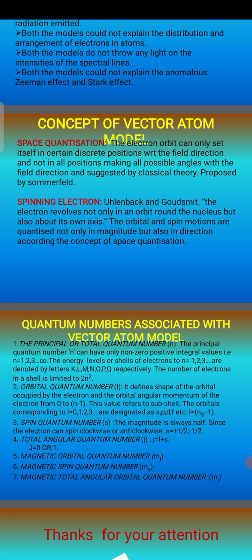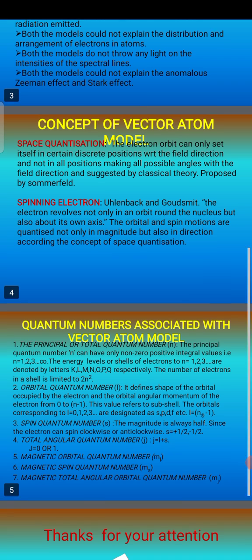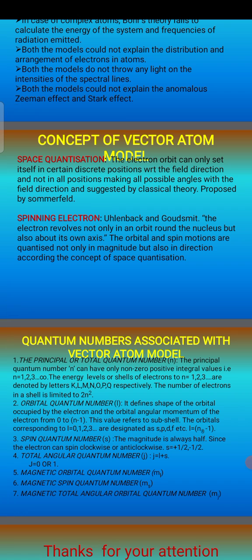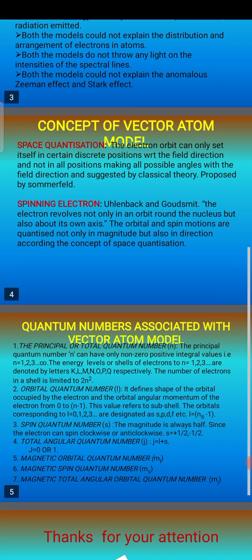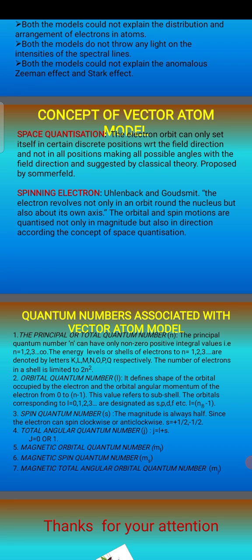First one, the principal or total quantum number n. The quantum number belongs to the principal orbit to which the electron belongs, and it is small n, and it is identical to that used in the Bohr-Sommerfeld theory. So it is represented by small n.